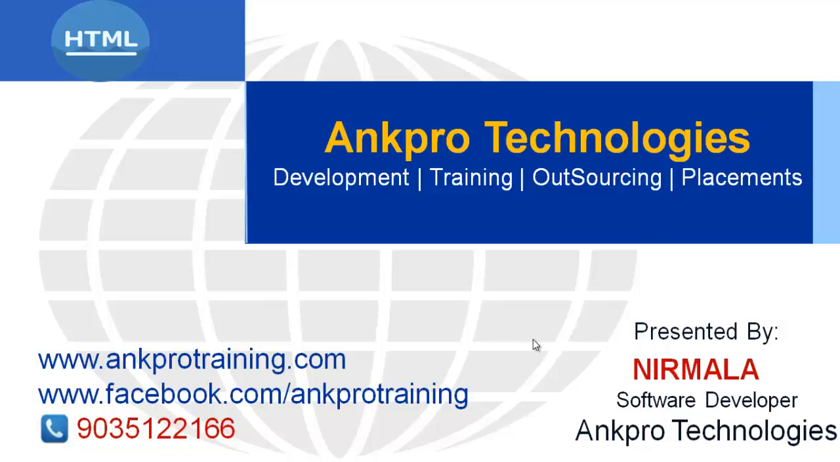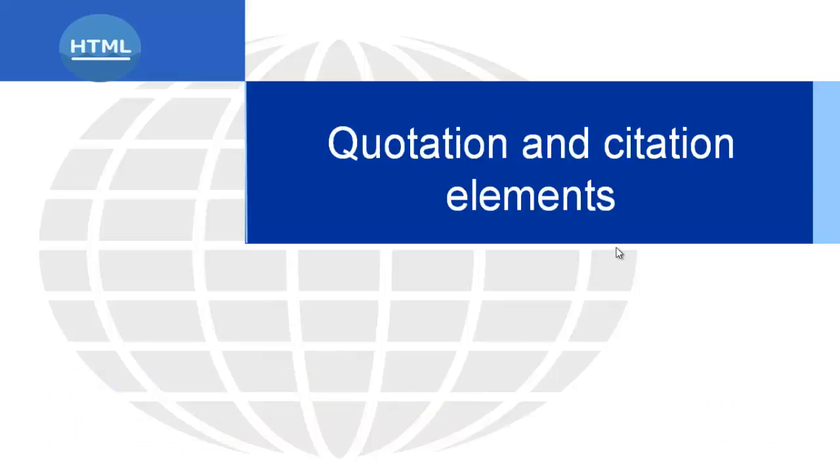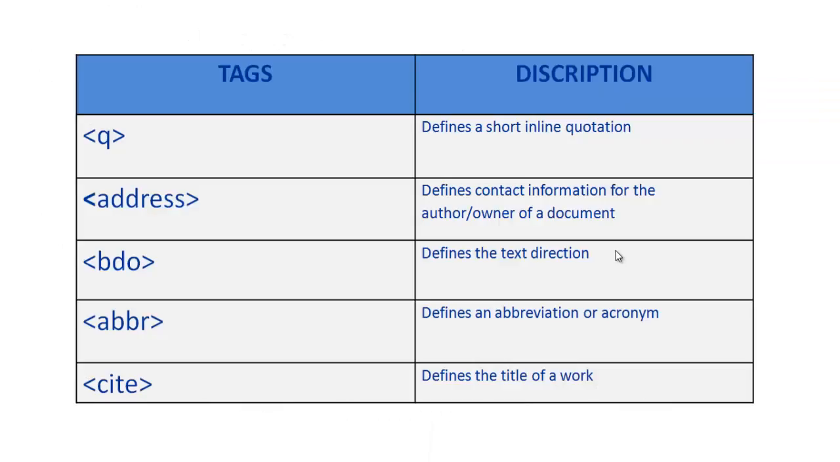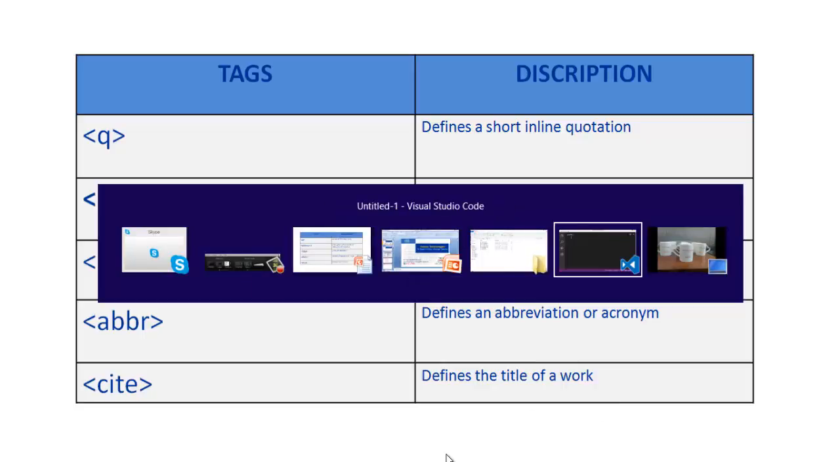Myself Nirmala. In this session, we are going to learn quotation and citation elements. These are all the quotation elements, that is Q, address, BDO, ABBR and Cite. Q refers to short inline quotation, and address defines a contact information for the author or the owner of the document. BDO defines the text direction. ABBR defines the abbreviation, and Cite defines the title of the work. We'll see practically how to use these quotations.